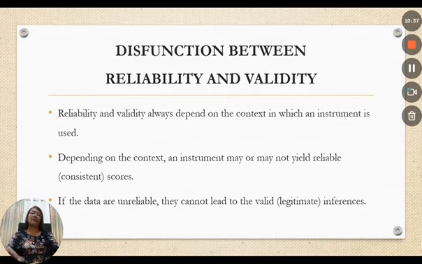We have this function between reliability and validity. Reliability and validity always depend on the context in which the instrument is used. Depending on the context, an instrument may or may not yield reliable or consistent scores. If the data is unreliable, they cannot lead to valid, legitimate inferences.